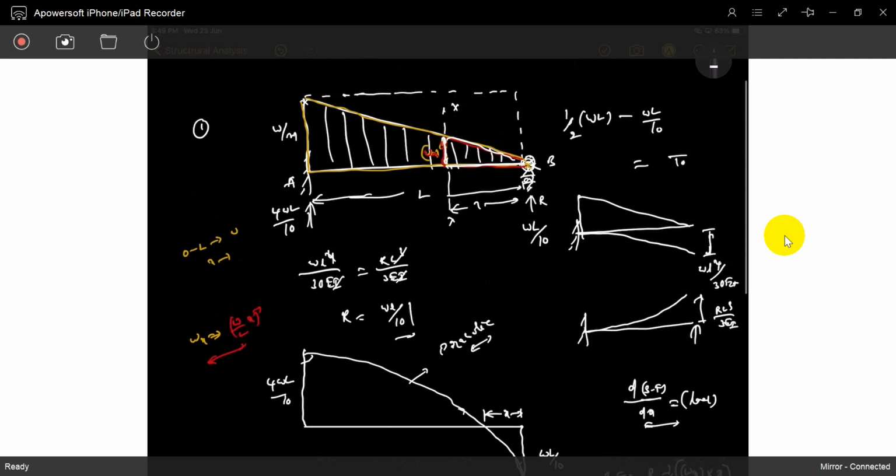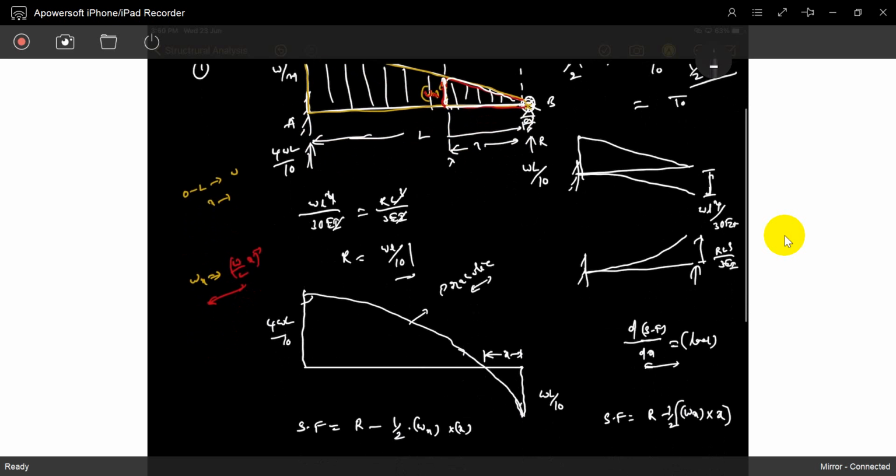See, the total load of the beam is what? Half into W into L, because it is a triangle load. If it is not a triangle but a uniformly distributed load, it is W into L. Do you have common sense, or previous experience with shear force and bending moment diagrams from strength of materials?